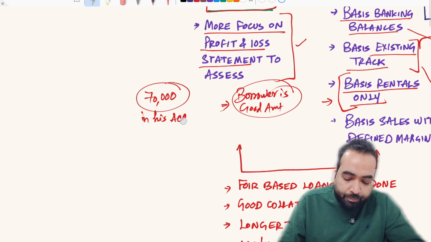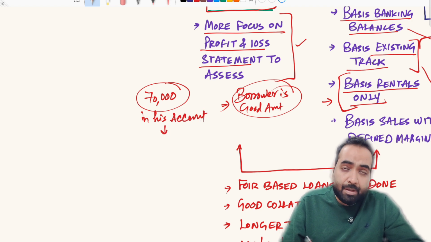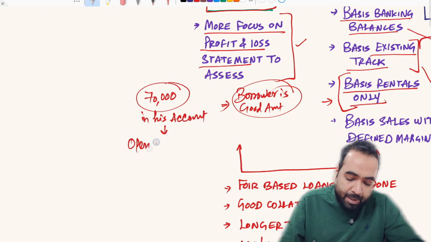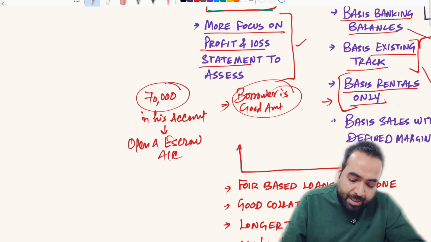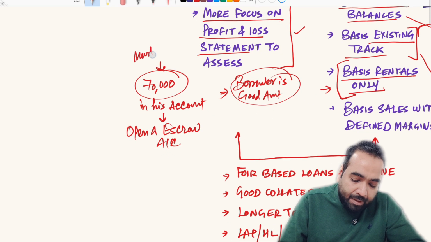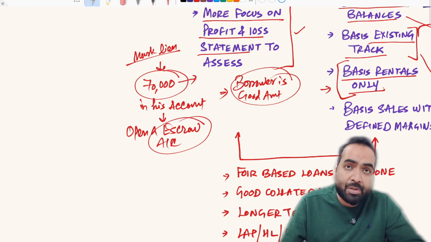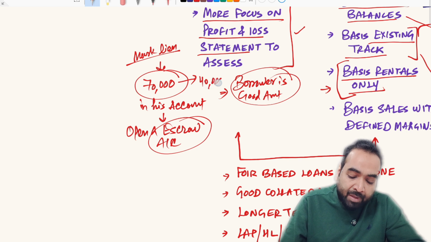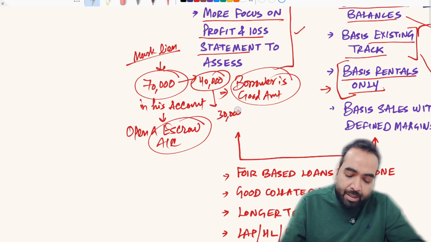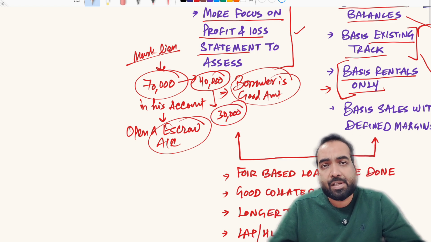Then we will ask him to open an escrow account with us. When the rent is paid by that corporate, we will mark a lien on that rent in our escrow account. And from that 70,000 receipt, we will first recover our EMI. Say our EMI is 40,000 rupees. We will first recover our EMI, and the balance 30,000 left shall be released to the borrower for his personal use. So that is a very safe product, right?